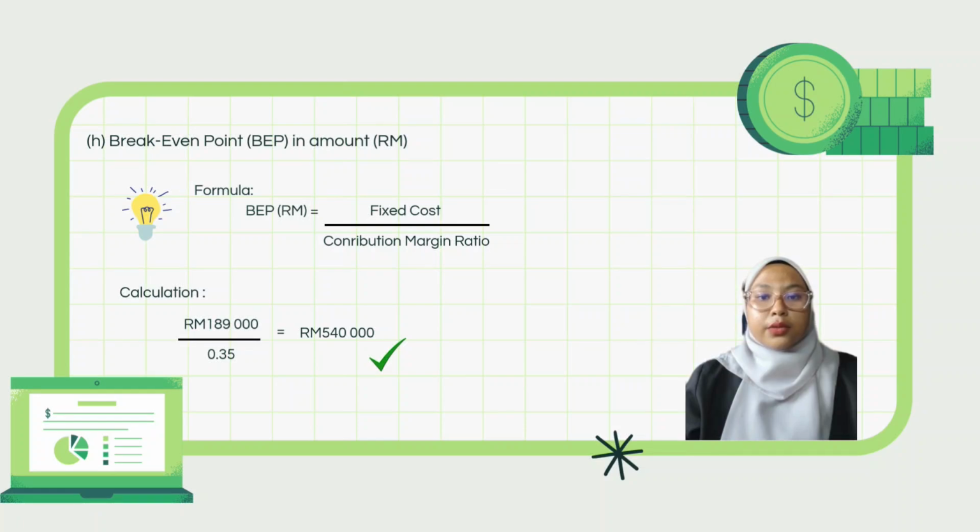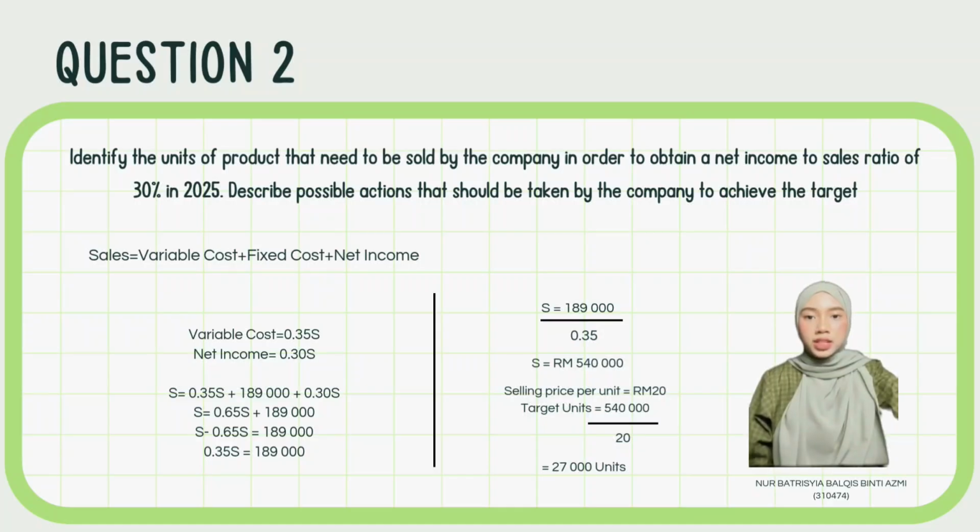Any sales above this amount will result in profit, while sales below this amount will lead to a loss. Next, this question asks us to identify the number of units that must be sold in order to achieve a net income to sales ratio of 30% in 2025 and to describe possible actions the company should take.